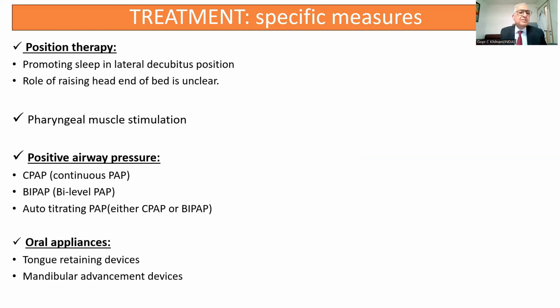There are other measures which can be used for mild cases, like promoting sleep in lateral position. Sometimes you tie a tennis ball at the back, so that the person is unable to sleep supine. The apnea is always more in supine position. So sleeping on the left lateral or right lateral. Sometimes the role of raising the head of the bed, that's actually not very clear. There are ways of pharyngeal muscle stimulation, which is actually an area of research. I have never used it.